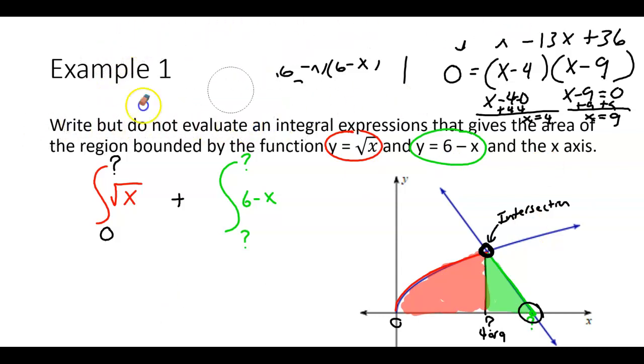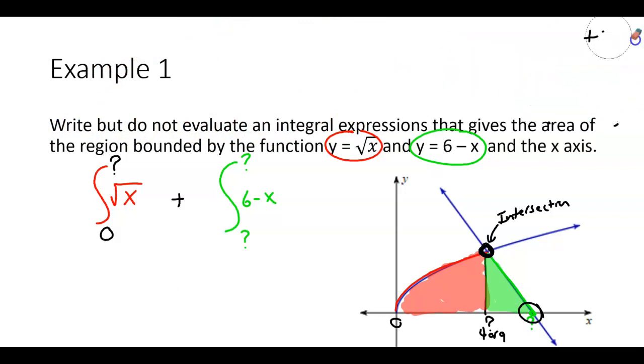The next thing I want to do is find out where that green line is touching the x-axis. Any thoughts on how to do that? How can I tell where this green line touches the x-axis, or intersects, I guess we could say? Any thoughts? Set it equal to 0.